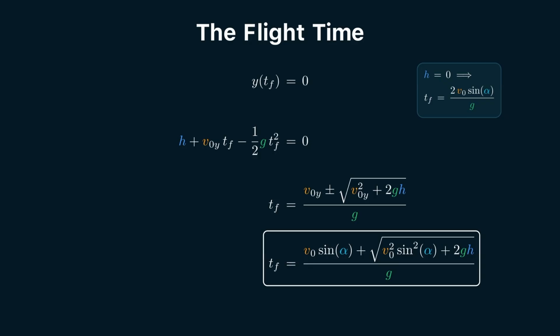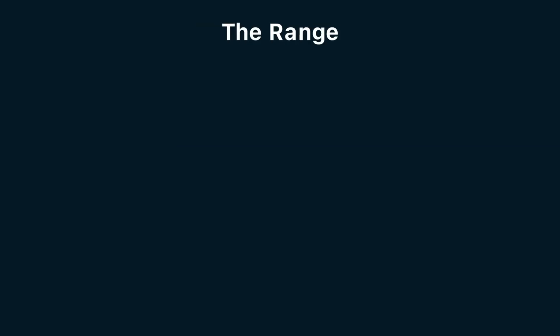Also a nice result. And how far does the projectile go if you launch it at a certain angle? Here we proceed similarly to what we just did. The range r is simply the x position the projectile has at the end of its flight, that is, after the flight time has elapsed. So let us insert tf into x of t.